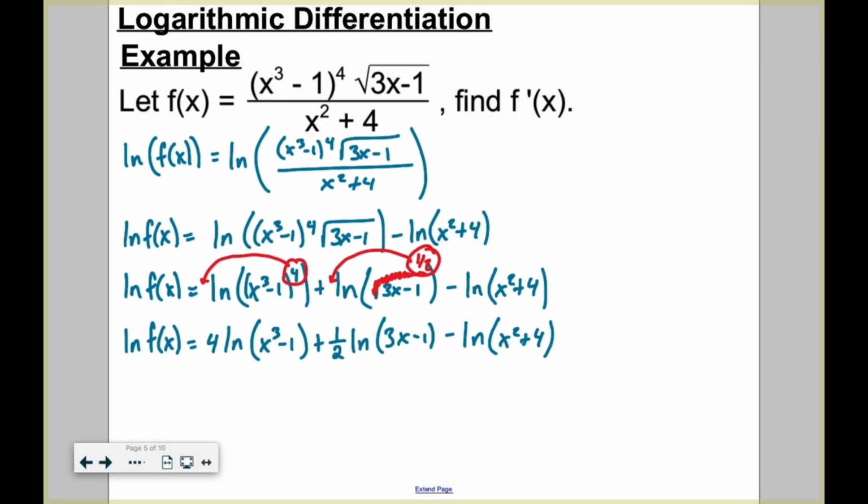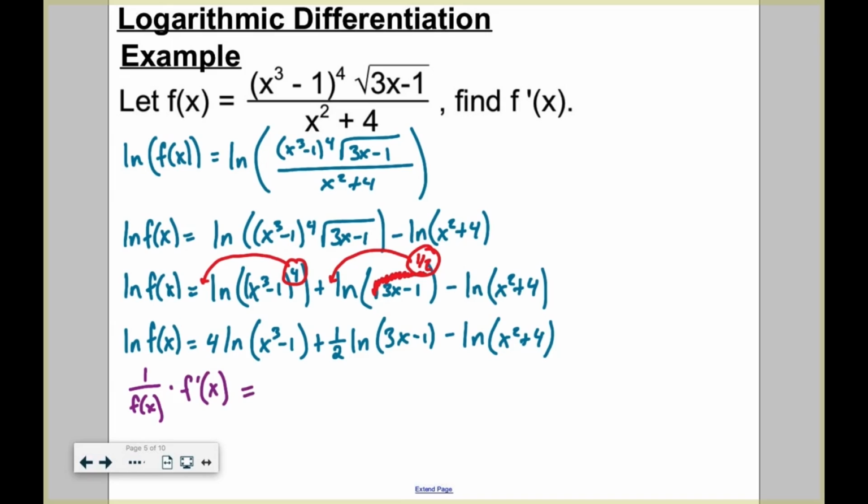And we need to take the derivative of both sides here. So looking on the left-hand side, we need to take the derivative of the natural log of f of x. And the derivative of natural log says we do 1 over the inside times the derivative of the inside. So in this case, the natural log of f of x is going to be 1 over f of x times f prime of x. And we'll come back to that later.